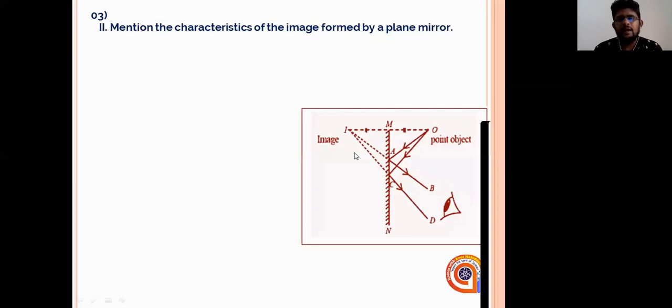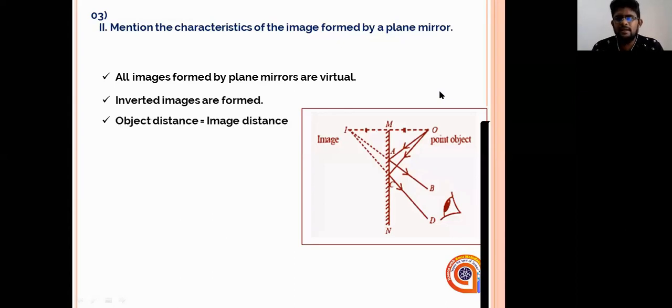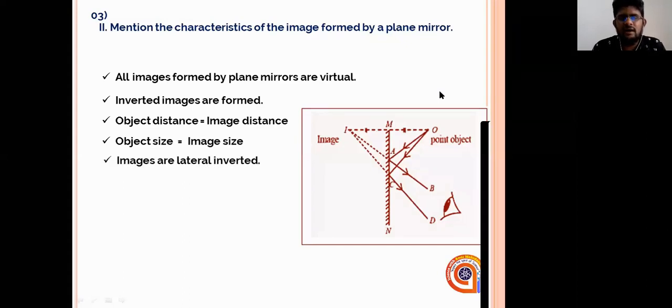At the same time, there will be an upright image. Upright means if you are standing, the image will also be standing on its feet. It won't be upside down. When we consider whether the image is real or virtual, it is a virtual image that cannot be taken onto a screen. So accordingly, what are the characteristics here? All images formed by plane mirrors are virtual. Object distance is equal to image distance. Object size is equal to image size. Images are laterally inverted. So these are the characteristics of the image formed by a plane mirror.